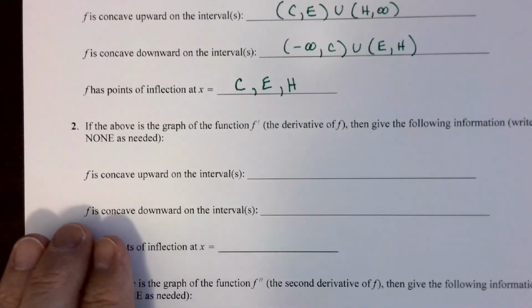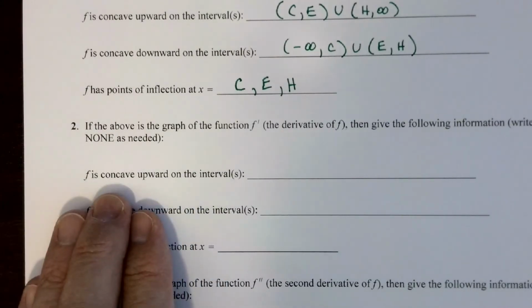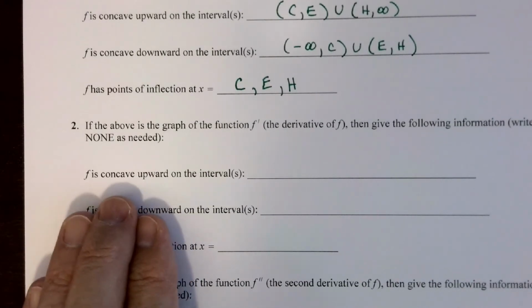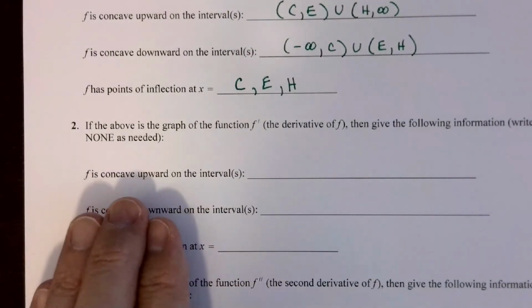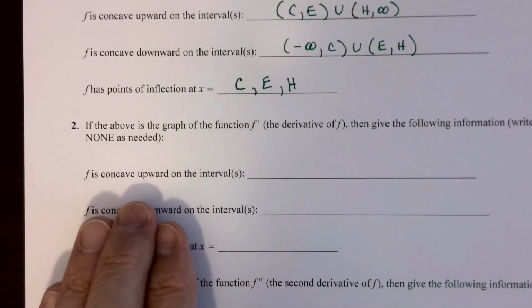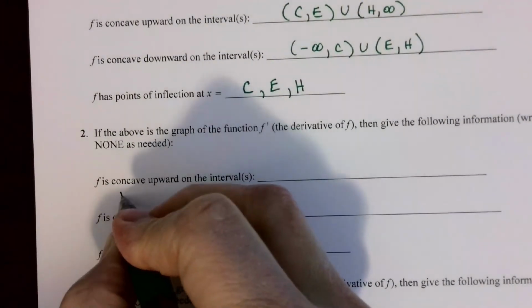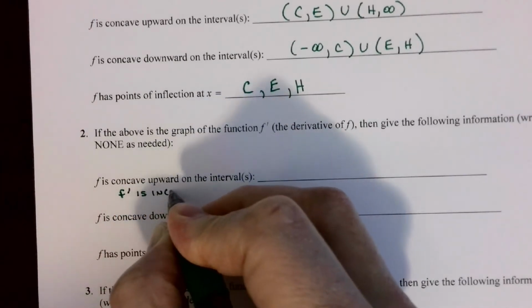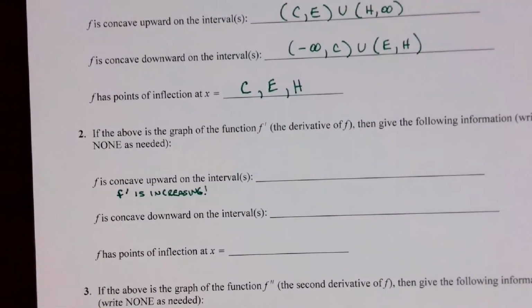Okay, and what I want to know again is where is f in this case concave upward. I don't have the graph of f anymore. I have f prime. So what did we say? What do we know? F is concave upward. What's happening to the derivative when f is concave upward? What was the definition? F is concave upward when f prime is increasing. Right, f prime is increasing.